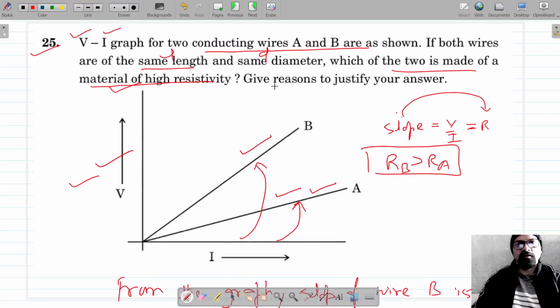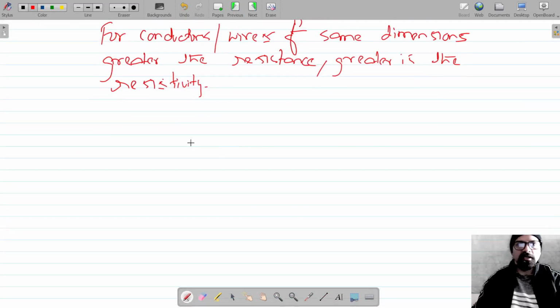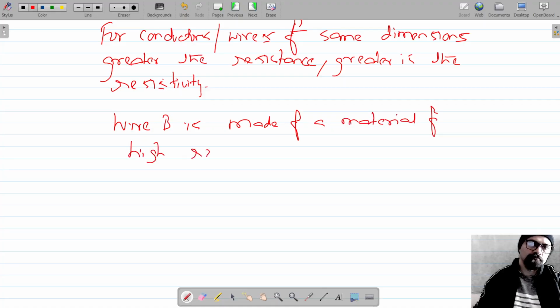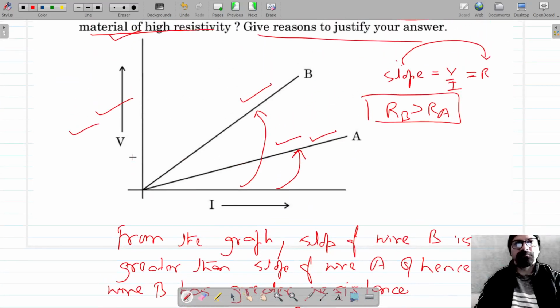So we have given the reasons. Which of the two is made of a material of high resistivity? Wire B is made of a material of high resistivity. Okay, so our answer is wire B.